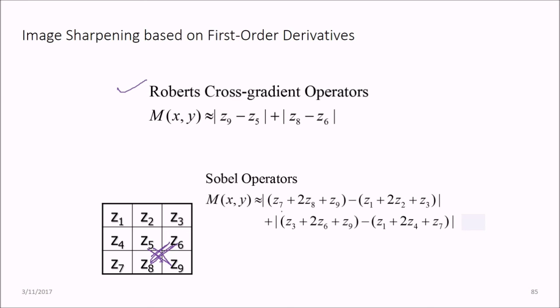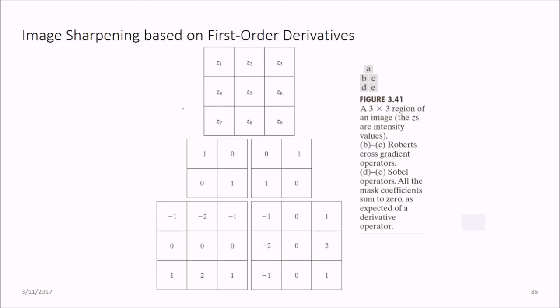The Sobel operator says what? This is the way it has been taken, for z7, z8 and z9, this last row with the first row subtracted. Then again for z3, the last column with the first column, making z2, z4, z8 and z6 twice. This is the Sobel operator. This is the image sharpening based on first order derivative.